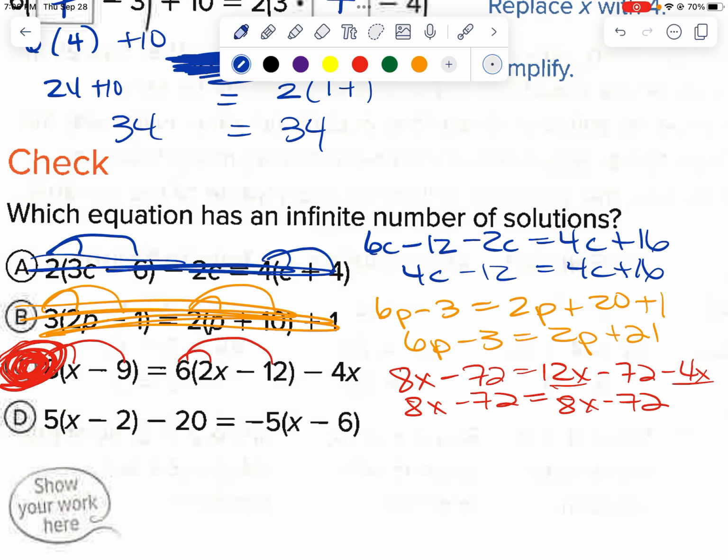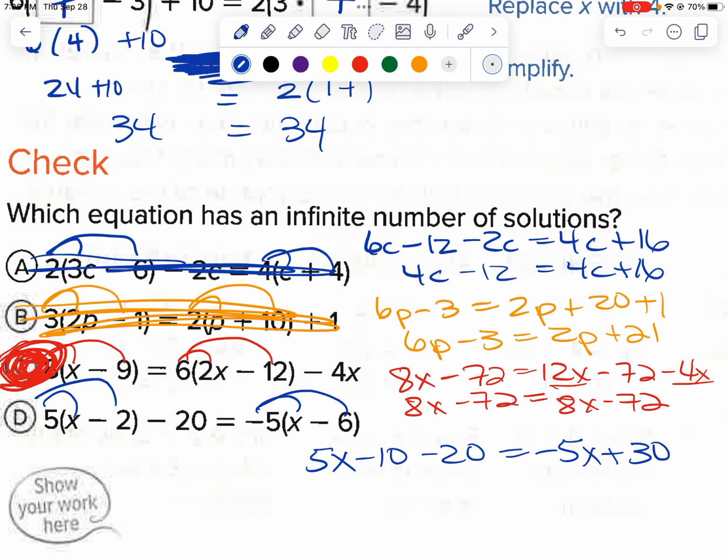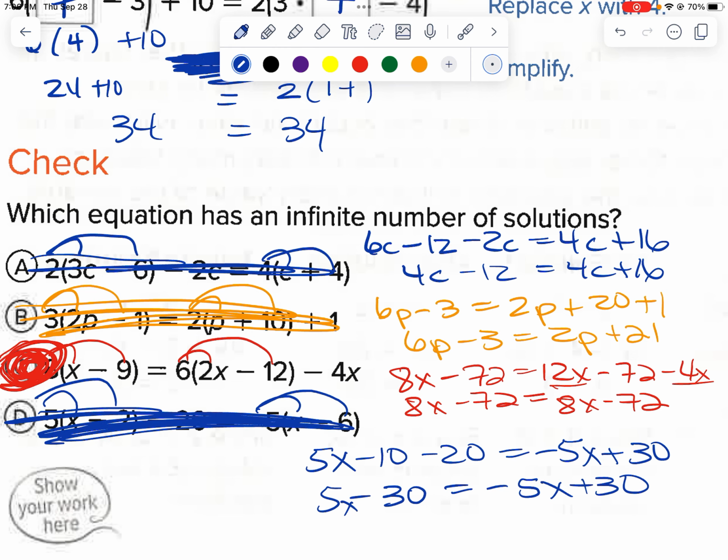And let's check the very last one. If I multiply here, I get 5x. If I multiply here, I get minus 10. Then I subtract my 20. Multiply here, I get negative 5x. Multiply here, and I get plus 30. 5x minus 30 and negative 5x plus 30. Those are not exactly the same on both sides, so that one will not work.